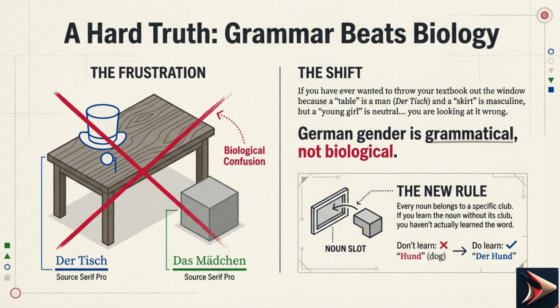Okay, so here is the single most important thing you need to get your head around. I need you to forget everything you think you know about biological gender. In German, we're talking about grammatical gender. The best way to think about it is like sorting files into different folders on your computer. It's just a way of organizing words. That's it. It has nothing to do with the objects themselves.